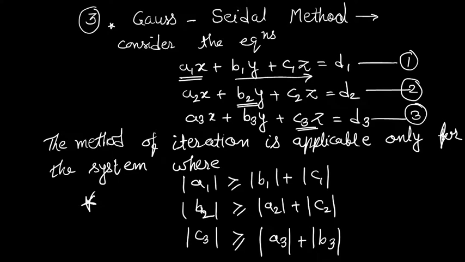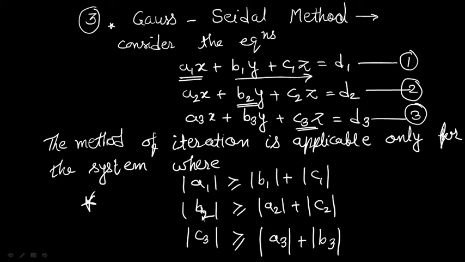Now, the method for solving with Gauss-Seidel is that we consider the given equations 1, 2, 3. Then the method of iteration is applicable only for the system where, and this is the most important point here, mod of a1 is greater than or equal to mod of b1 plus c1. That means this is the most important point.